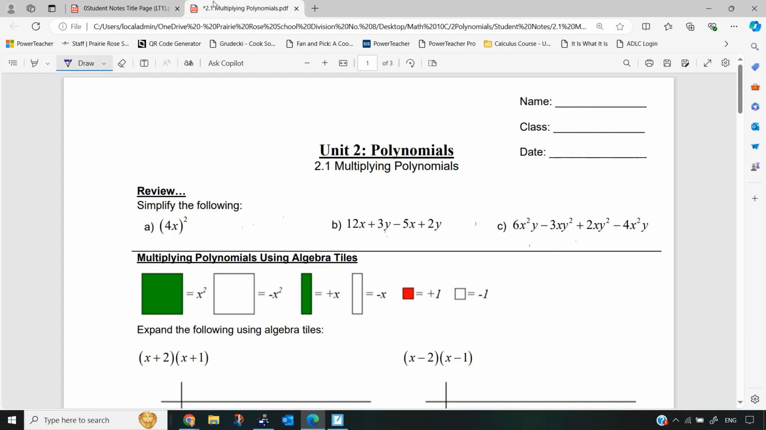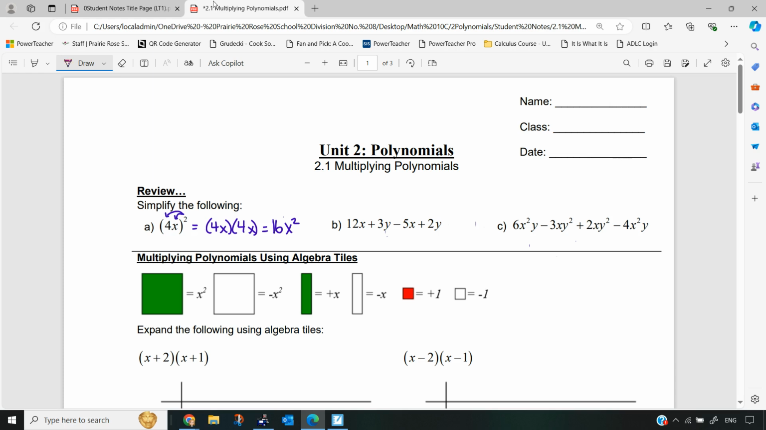If I have 4x all in brackets squared, that would mean 4x times 4x, and 4 times 4 is 16, x times x is x squared. Remember from our last unit, if I have a product being raised to a power, I can distribute that exponent. So that would give me 4 squared, which is 16 times x squared.